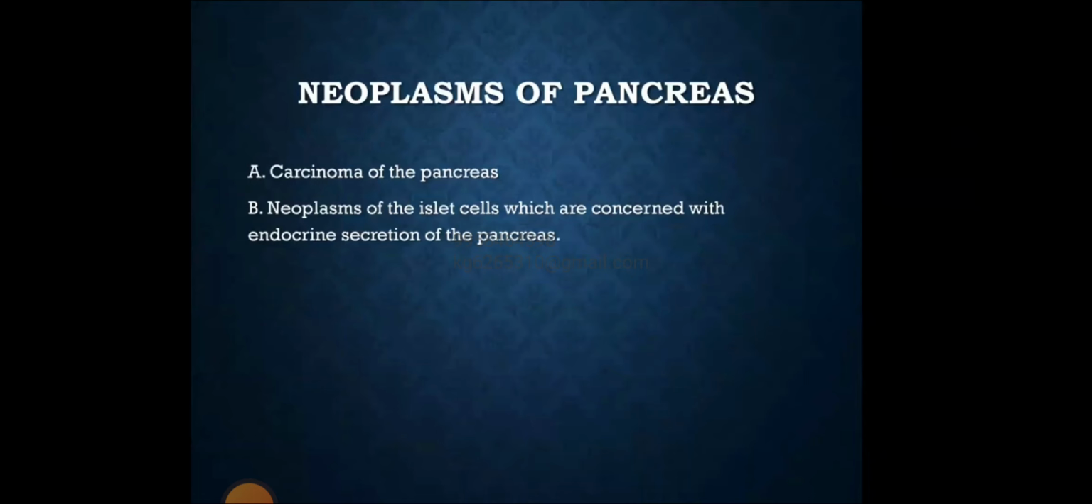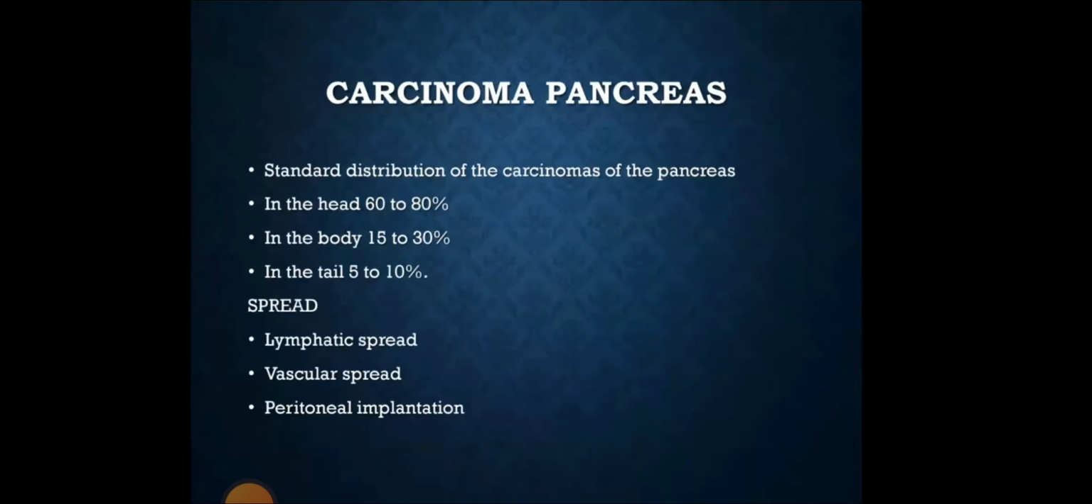Next is about the neoplasm of the pancreas. Neoplasms of the pancreas can be broadly classified into two groups: carcinoma of pancreas, and next thing is neoplasm of the islet cells, which is concerned with the endocrine secretion of the pancreas. So, broad classification is carcinoma of pancreas and neoplasm of islet cells. And first, it is about the carcinoma pancreas.